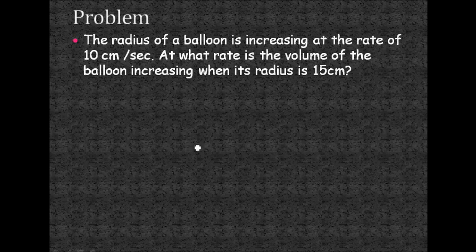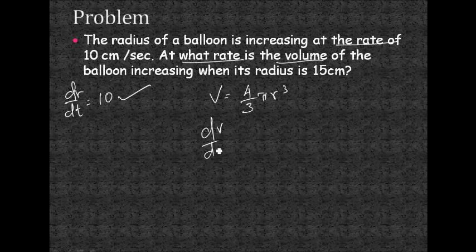Let's see an example. The radius of the balloon is increasing at the rate of, which obviously means dr/dt is 10. So this is given. At what rate is the volume changing? So go for the volume, 4 over 3 pi r cubed, and you need the rate of the volume, which means you need dV/dt. This is what is asked, at r equal to 15. So this is the question.